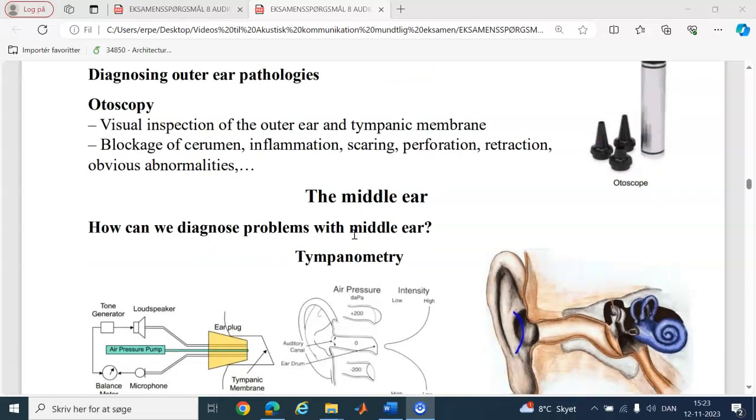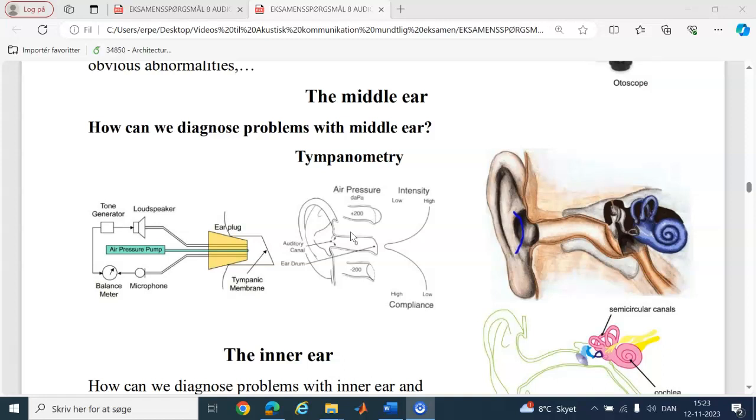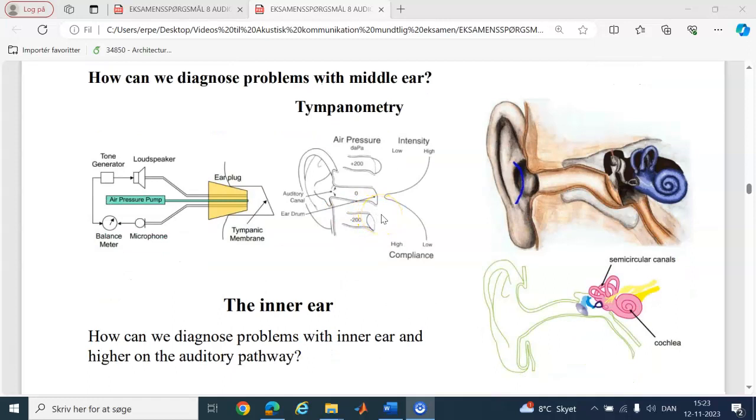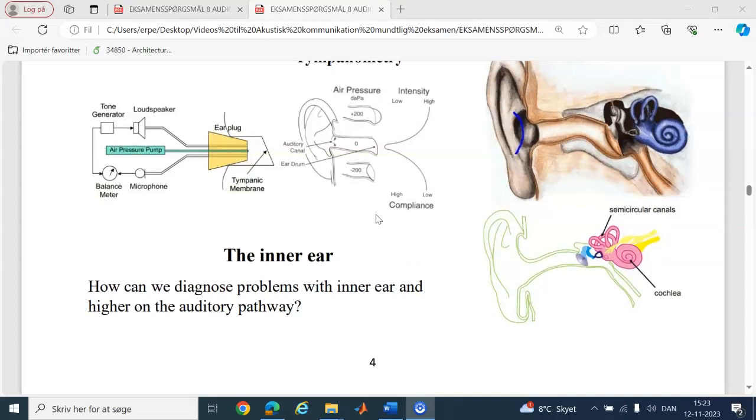And the middle ear, how can we diagnose problems with the middle ear? So-called tympanometry. There's an earplug in the ear canal with a microphone and loudspeaker and so on. So we can measure the intensity and the compliance and so on. So-called tympanometry. High and low pressure and so on.